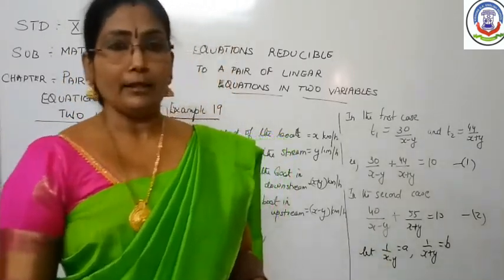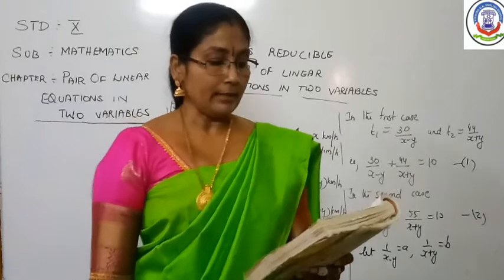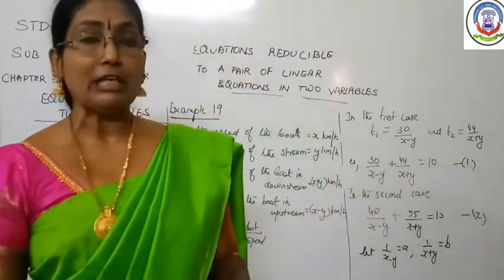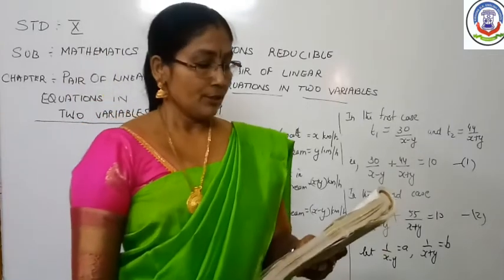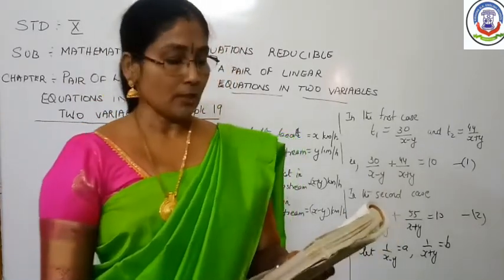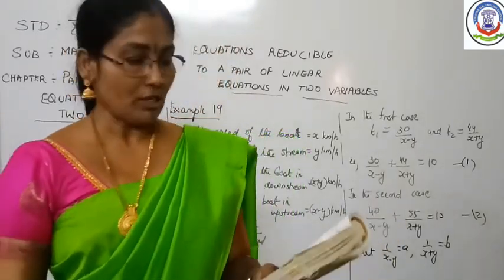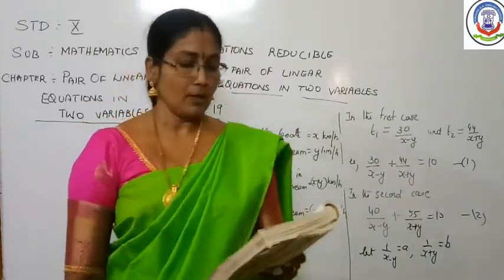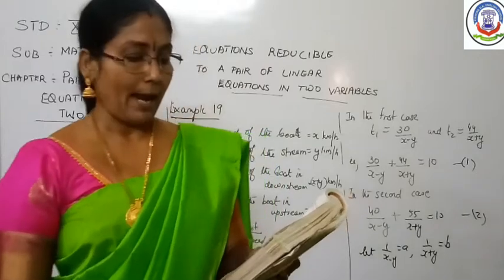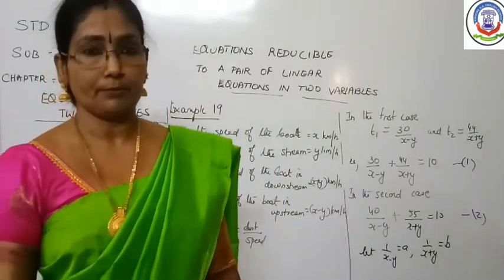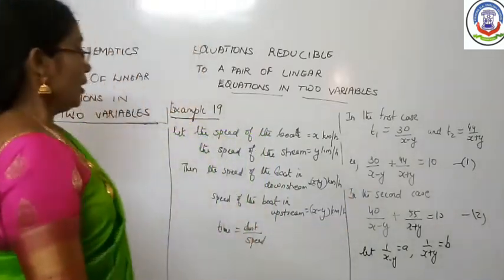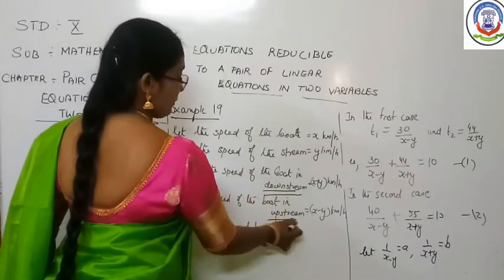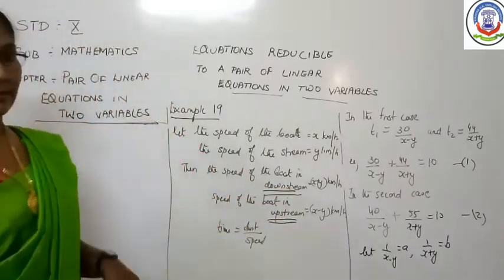Look, the question is: a boat goes 30 km upstream and 44 km downstream in 10 hours. In 13 hours, it can go 40 km upstream and 55 km downstream. Determine the speed of the stream and that of the boat in still water. As you know, there are two terms here you may not know. What are they? Downstream and upstream. What is meant by that?